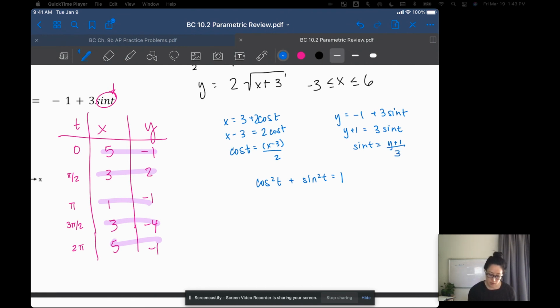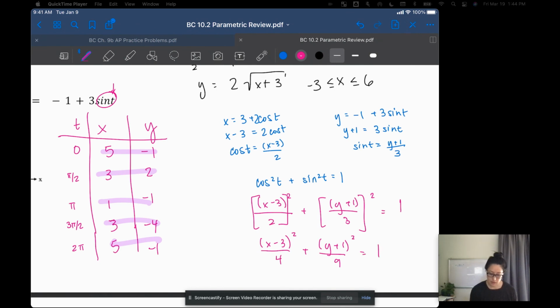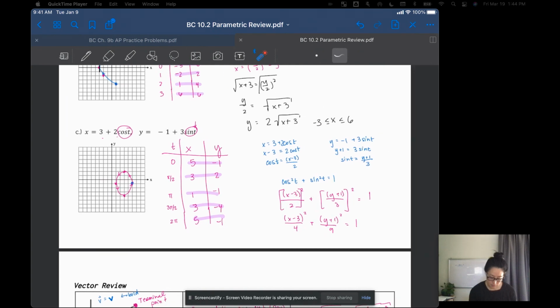Now we can substitute these into our equation, giving me ((x minus 3) over 2) squared plus ((y plus 1) over 3) squared is equal to 1. Simplify this, make it look nicer. So (x minus 3) squared over 4 plus (y plus 1) squared over 9 is equal to 1. And again, this is an ellipse. Our center is at (3, -1), and I have a horizontal stretch of 2 and a vertical stretch of 3: 1, 2, 3. Okay, that is it for parametric equations, and we'll take another look at another video for vectors.